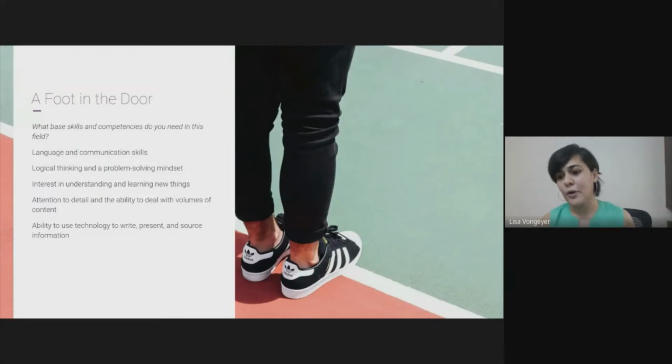Because I know a lot of you, we've talked about it, are looking at this as a career change or switch. So any questions on what the base competencies or skills are that may work in the instructional design field?